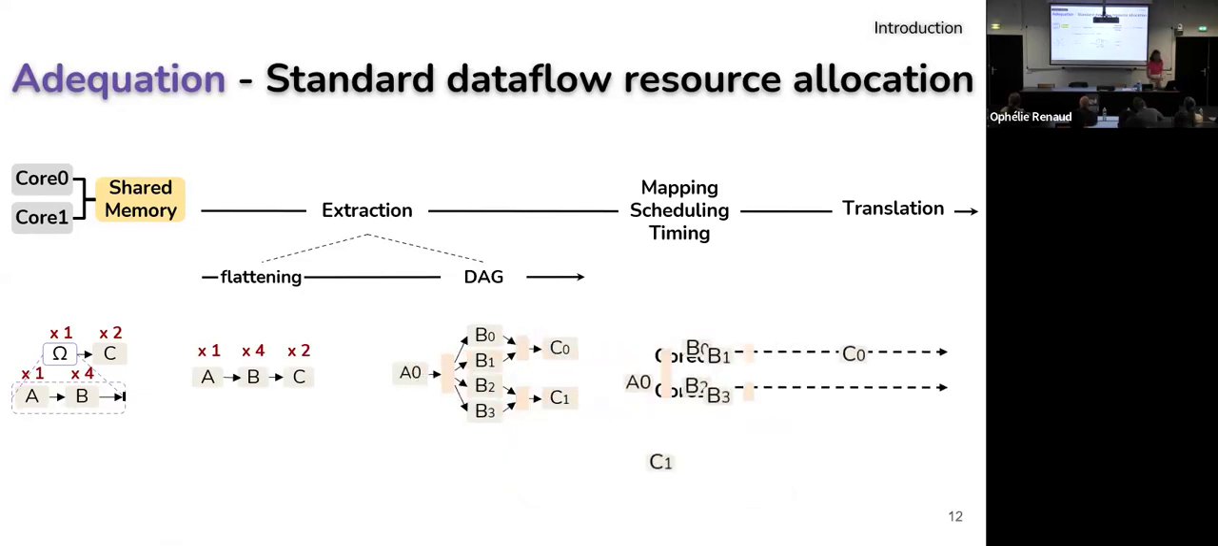Then the process proceeds by mapping, which consists in placing all elements of the DAG on processing elements. Scheduling consists in ordering these elements of the DAG on the processing elements, and timing consists in associating a start time and an end time to each element on the processing element. Then the process will translate the elements into parallel code.